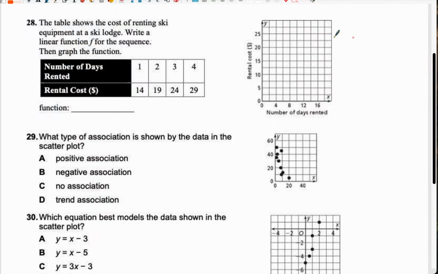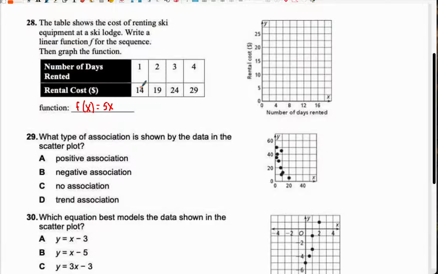The table below shows the cost of renting ski equipment at a ski lodge. Write a linear function f for the sequence and graph the function. So we're writing it in function notation since it's the linear function f. So f of x: my x row is going up by 1s. That's the way I want it to go. So what is my y column doing? It's going up by 5s. 14, 19, 24, 29 is up by 5. So I need a 5x.